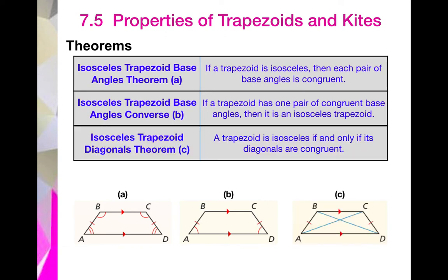The third is, a trapezoid is isosceles if and only if its diagonals are congruent. So that's saying that if we have a trapezoid, which means that we have parallel sides, and it's isosceles, then the diagonals are going to be congruent. Or if we have a trapezoid and the diagonals happen to be congruent, then it must be isosceles. So both of those, it's a biconditional because of the if and only if.